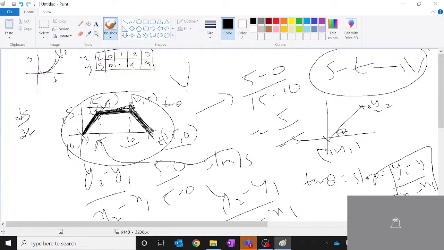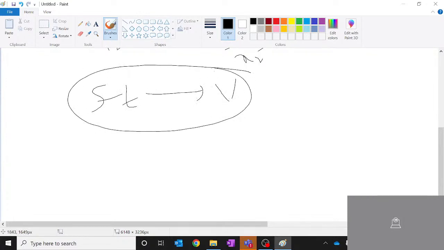Sorry, this is actually 5 minus 10, which is minus 5 by 5. So therefore the velocity is minus 1. That is why it is decreasing. Velocity is minus 1. Okay, clear? So the slope of st graph gives you v.